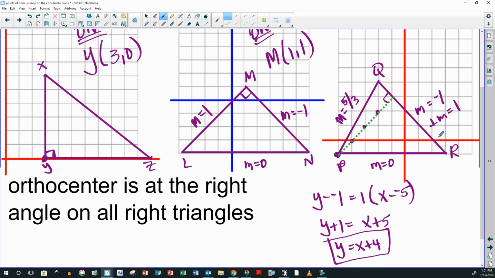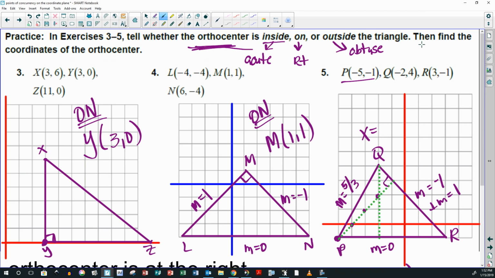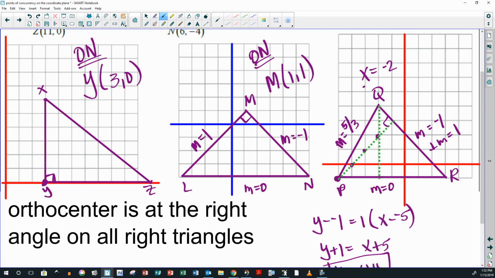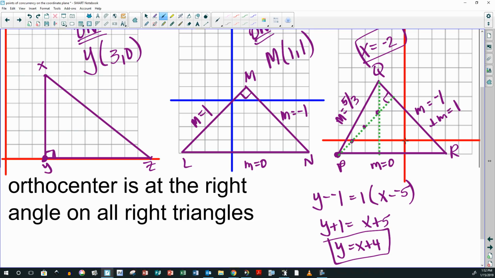Now I can choose the other one. I'm going to choose to find the altitude from point Q because I know it's going to be a straight vertical line because this one's horizontal. So I'm just going to go ahead and draw the other altitude through there. I know the equation of this vertical line: x equals, and it's going through point Q at -2. So there are my 2 equations of my altitudes.